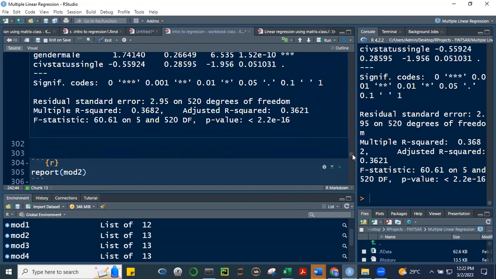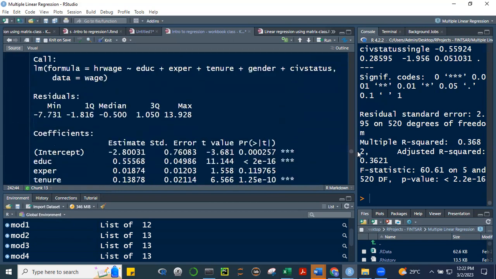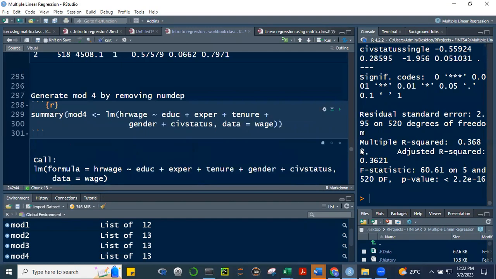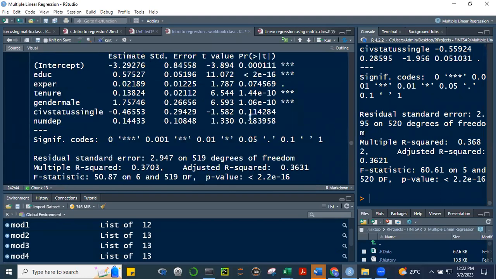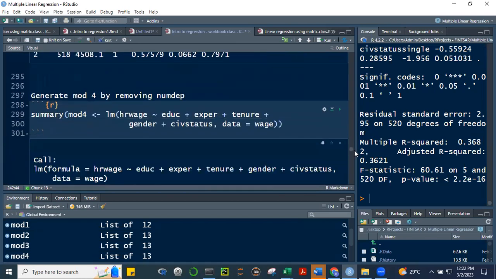So, moving forward, we now go to model number 4. Kasi yung model 3 natin, ano nangyari? Meron pa tayong mga insignificant variables. So, tatanggalin natin dito si number of dependents para kay model number 4. So, wala na si num dependents.